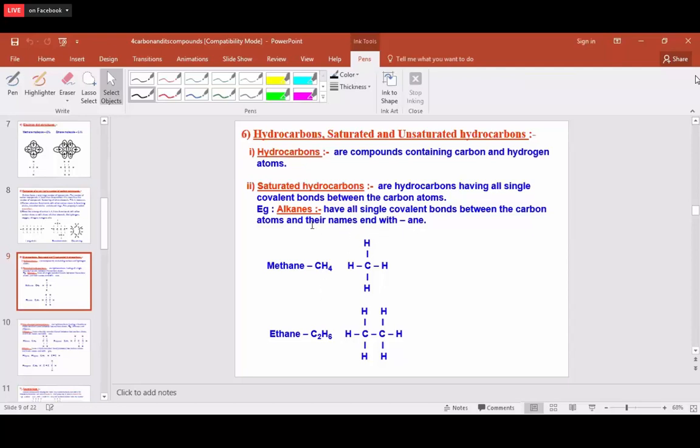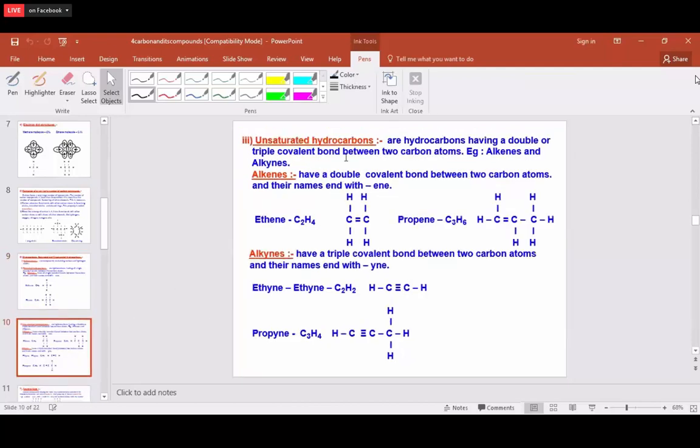So the alkanes are usually saturated hydrocarbons. They contain only single bonds. The first member of the family is methane, CH4. The carbon is making four bonds with four different hydrogen atoms. The next member of the alkane family is C2H6. So C single bond C. It's making a single bond with the carbon atom, and three single bonds with hydrogen atoms.